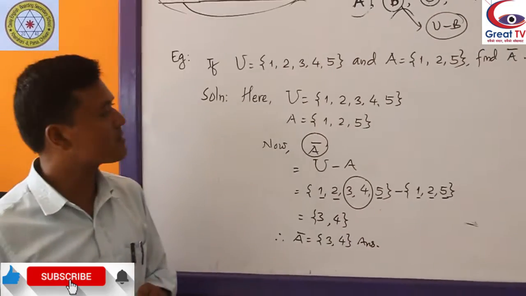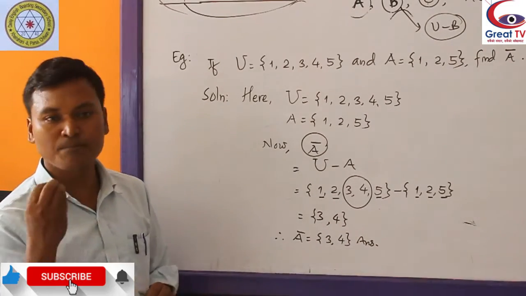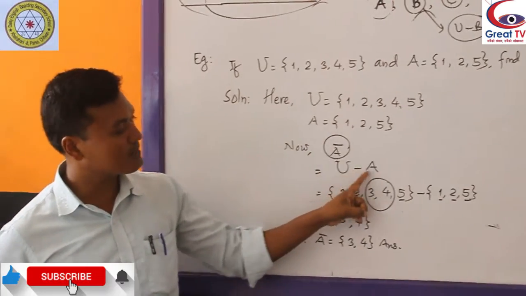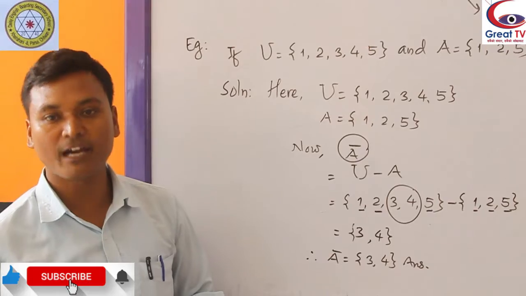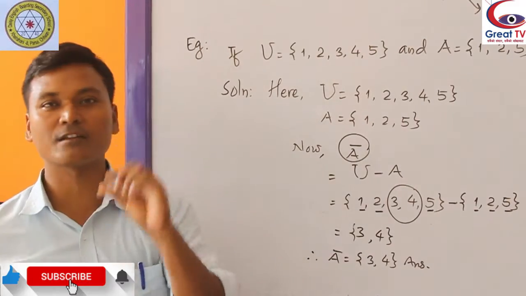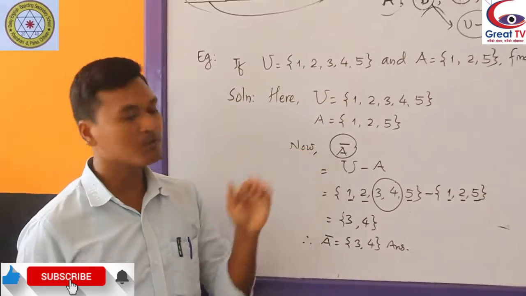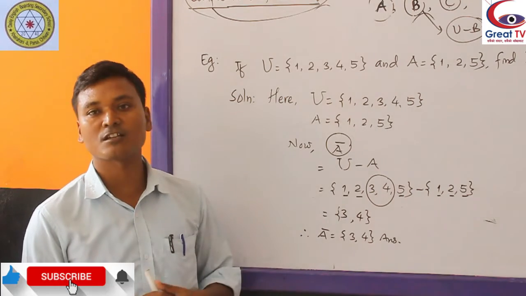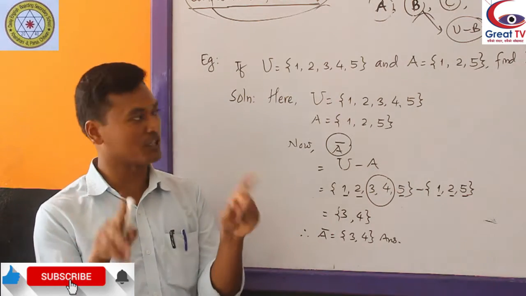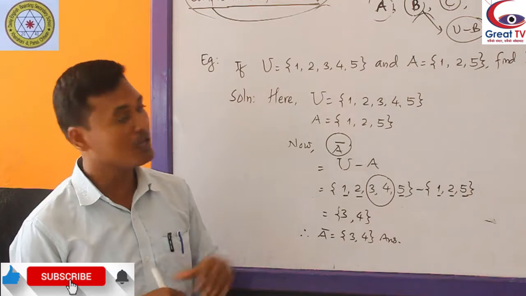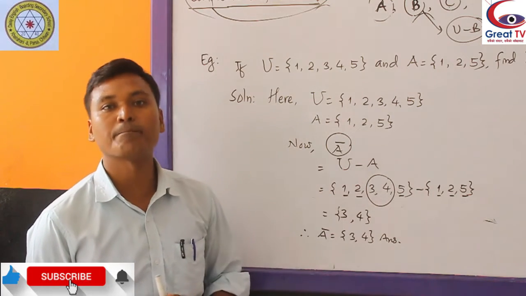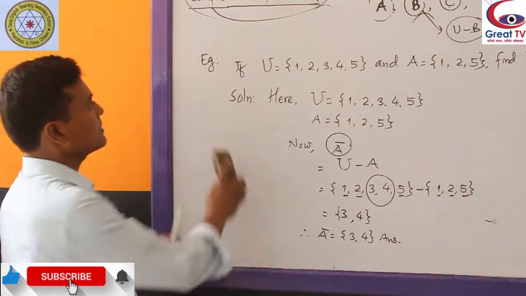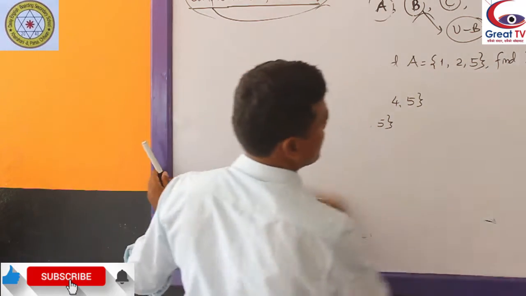So my dear students, I solved the simplest problem. If you have understood the concept of finding difference, you can easily find the complement also, because only one more thing is to know: we just subtract the given set from the universal set. So I solved a very simple example. I am solving one more problem. I will show it in a Venn diagram also. Okay, one more example.